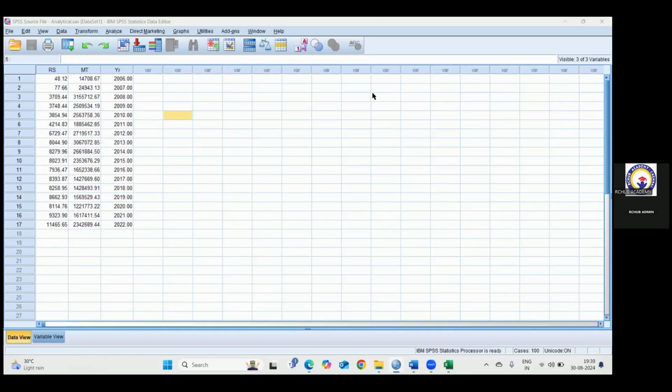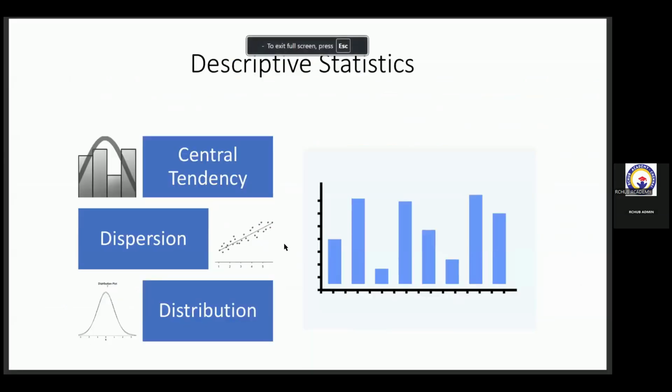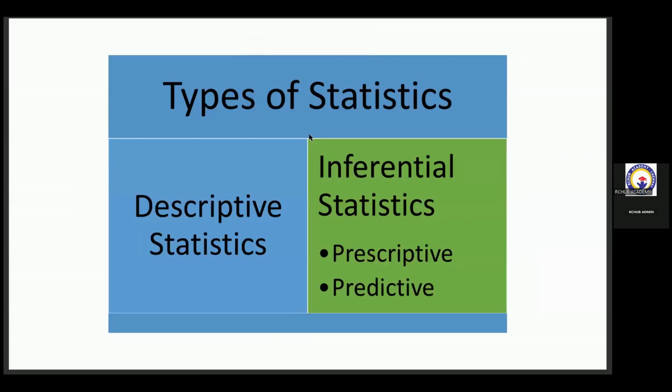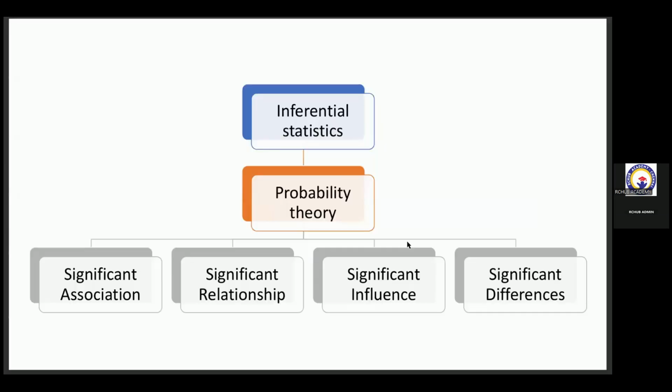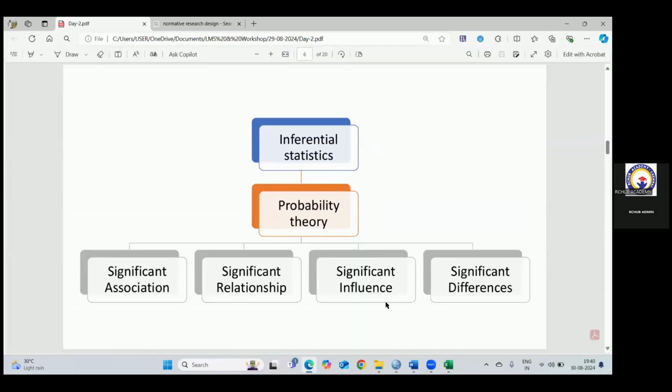I told you, right, when it comes to statistics, it could be classified into two types. One is descriptive statistics and the other is inferential statistics. Descriptive statistics generally tells whether the data are normally distributed, that is central tendency, or how far the dispersion is, how far the distribution is. And inferential statistics is about significant association, significant relationship, influence, and difference tests. So coming to the point.